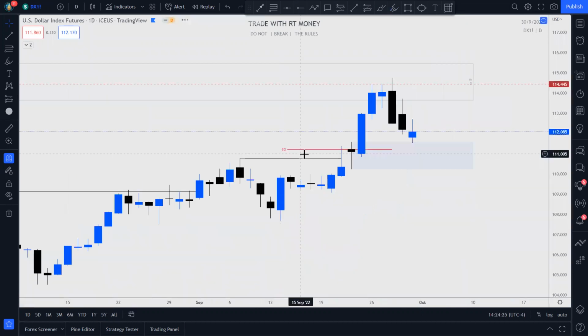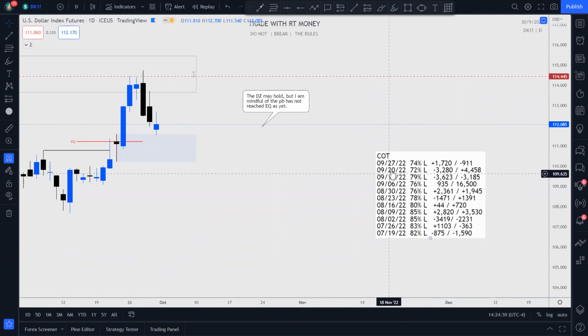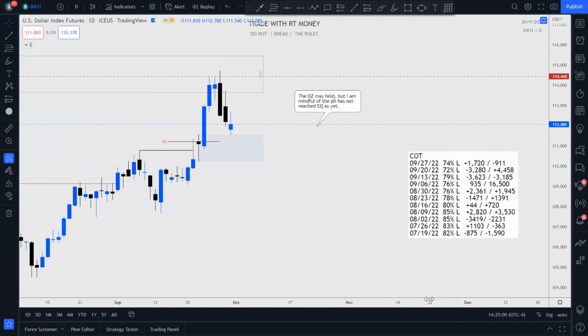Let's go back to the daily. What I want to show you is what the COT report is talking about. The COT report that was released yesterday tells us what the banking institutions did on Tuesday. We can see that they've increased their numbers of those holding long positions. 74% are holding long positions. They added 1,720 to those long positions, and they closed 911 short positions. They are strong and continue to be strong.